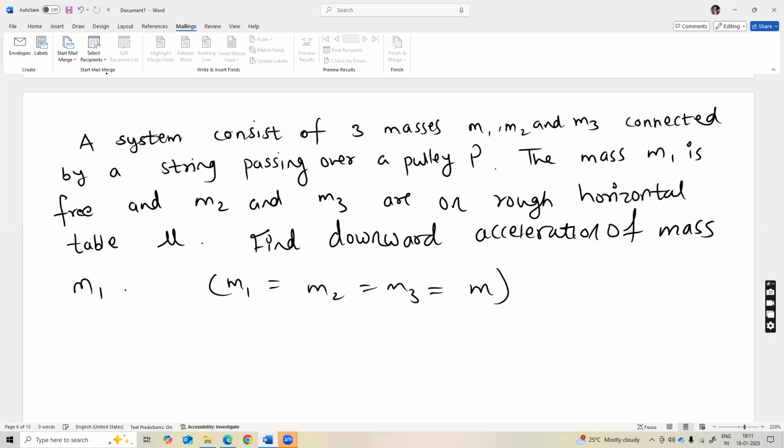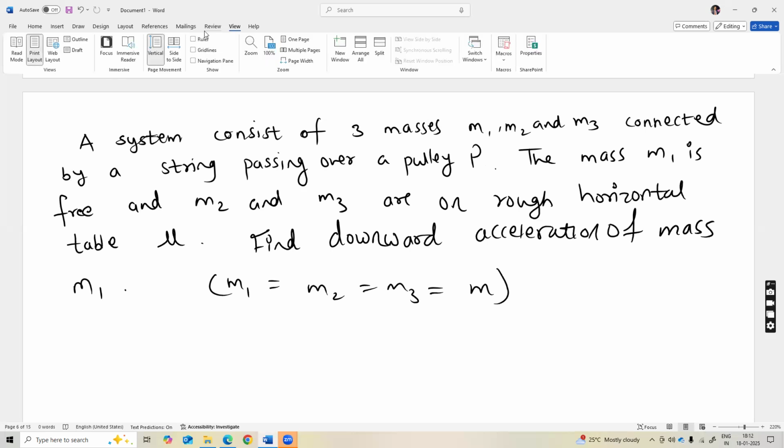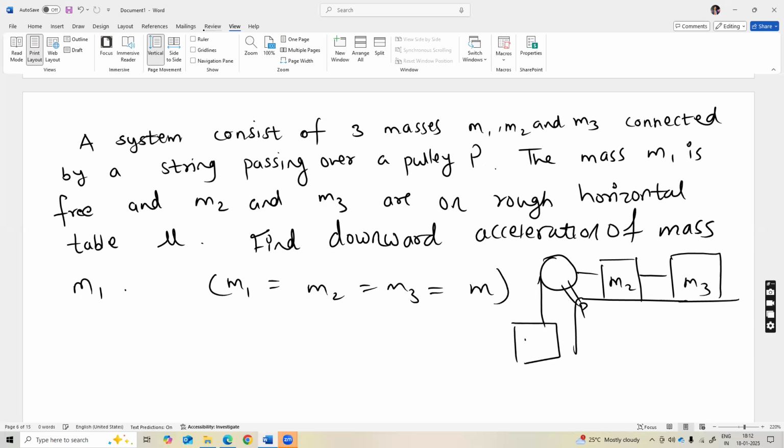Just for distinction, they have a system. Let's say this is pulley P, which is not involved in this problem. There is a mass m2, there is again one more mass m3, and m1 is hanging. The coefficient of friction is mu for both the cases.